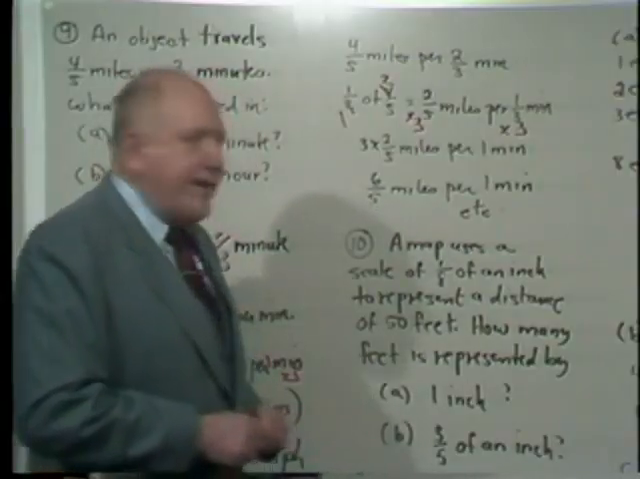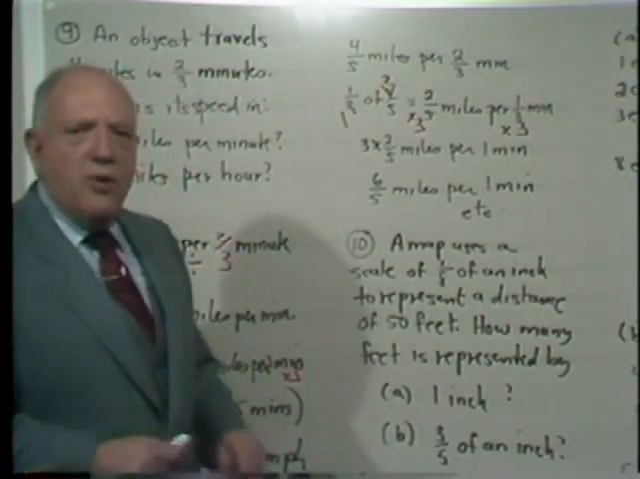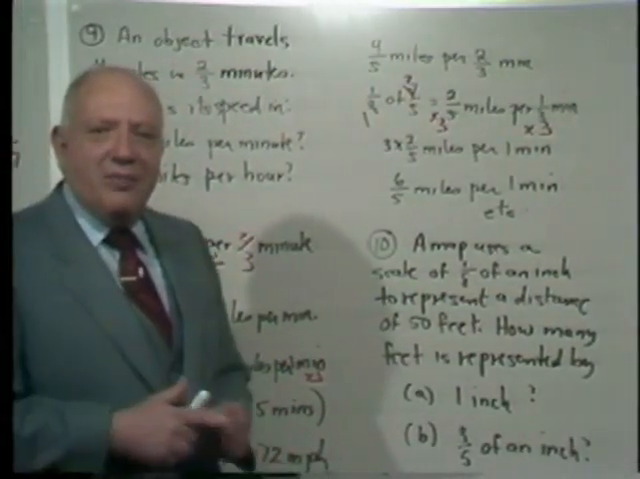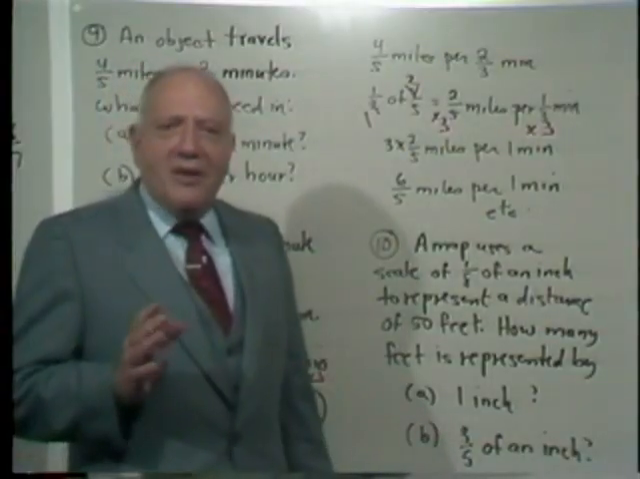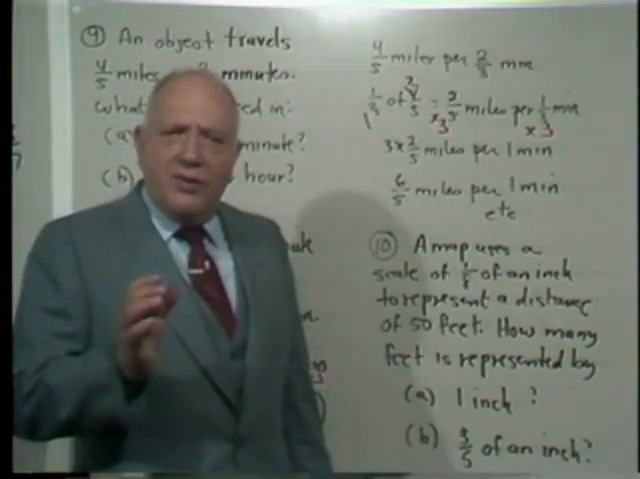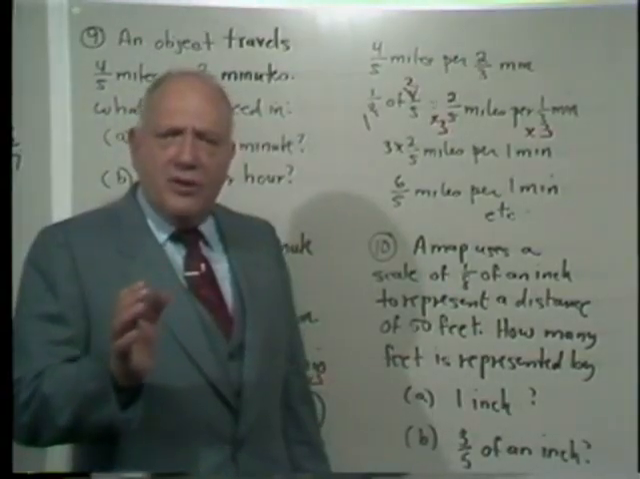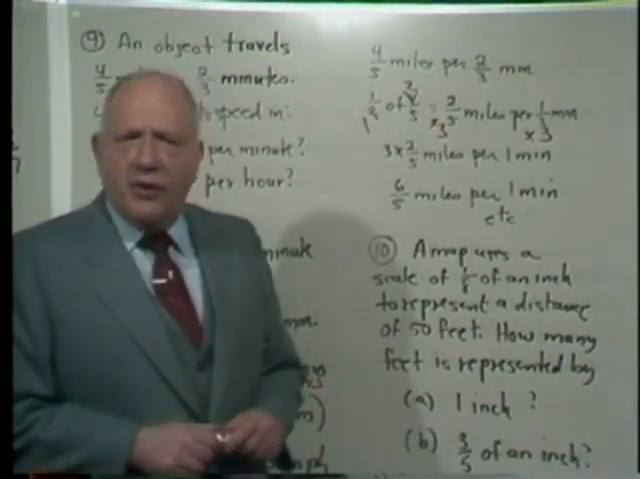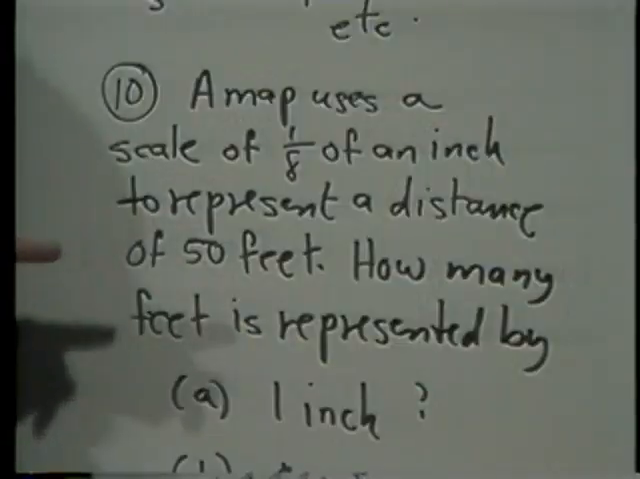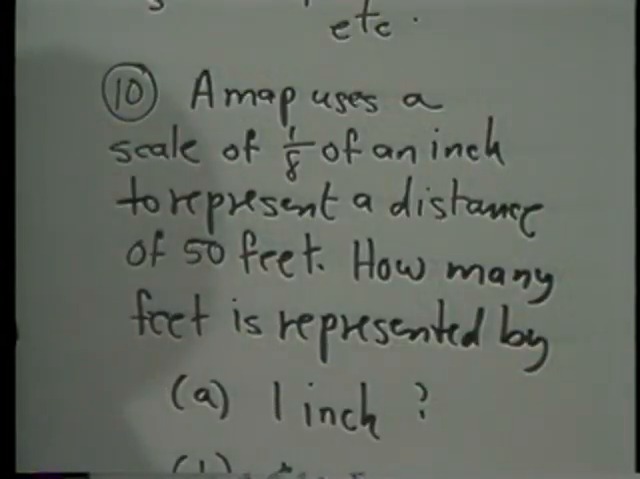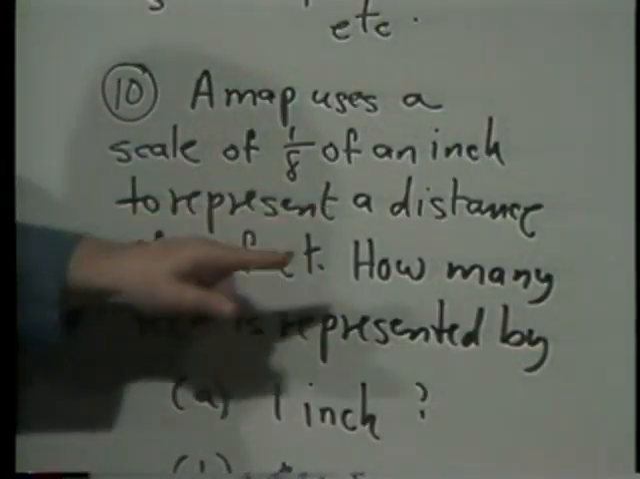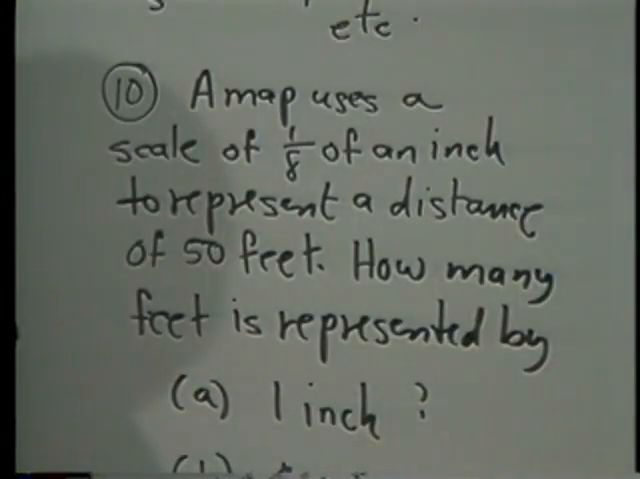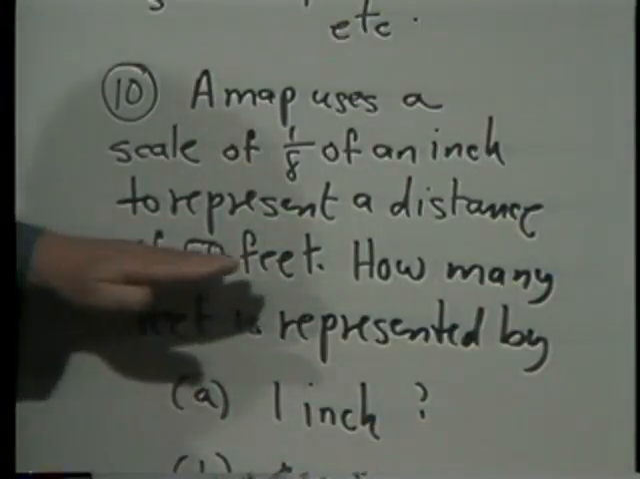Well, anyway, let's get on to the last problem, which is a unit pricing problem only without price. I want to show you how we often try to do things by seeing what happens to a unit. And based on what happens to a unit, we then determine what happens to other units. See, I'm going to draw a map to scale. And the problem says a map uses a scale of 1/8 of an inch to represent a distance of 50 feet. And don't be confused by this.